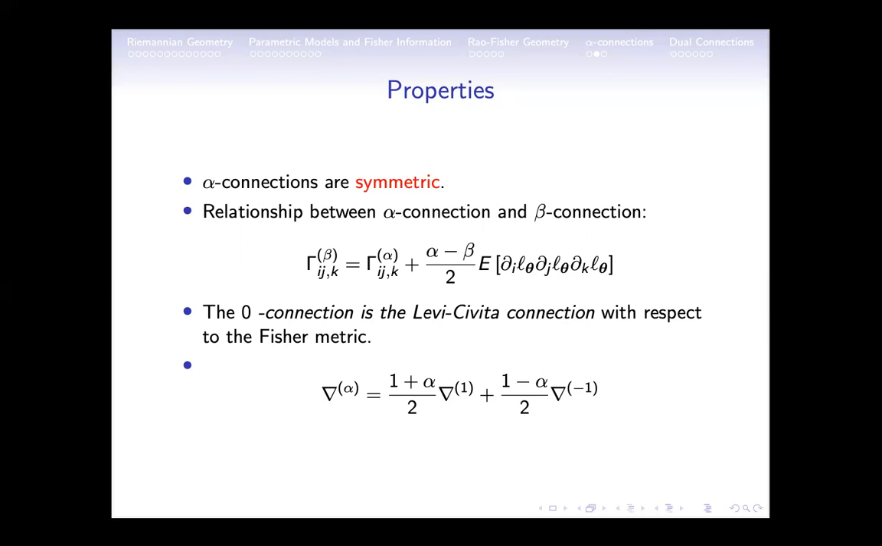The zeroth connection is the Levi-Civita connection with respect to the Fisher metric. The Fisher metric is the metric we defined using the Fisher information on statistical manifolds. There is a unique connection which is the Levi-Civita connection with respect to that metric, and in this case that connection is the zeroth connection, nabla zero. And nabla alpha can be defined in terms of nabla 1 and nabla minus 1 in this very simple and elegant way.